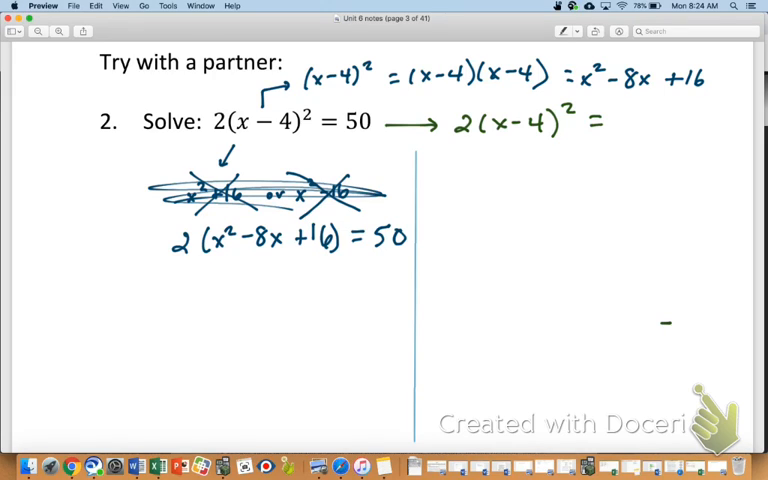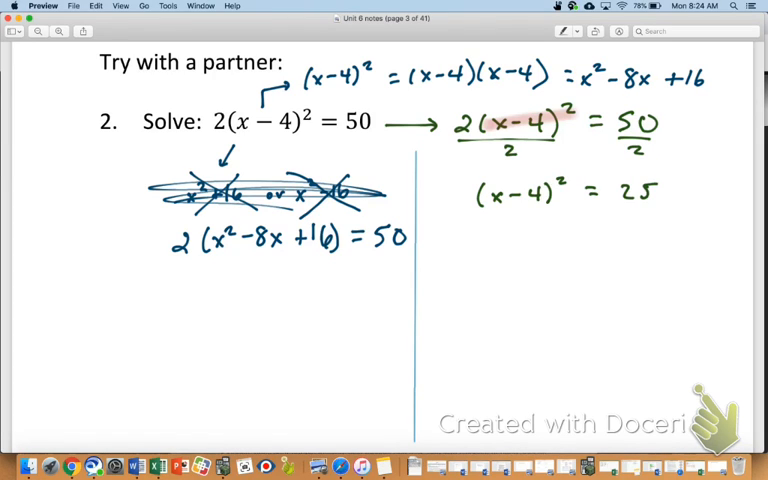Whenever you've got this scenario where you just have a single squared quantity, like x minus 4 squared, and there's no apparent b, your first step needs to be to isolate the squared quantity. Do you guys see how x minus 4 squared is the squared quantity? Is it all by itself? Is it isolated right now? It's 2 times, so how do you get rid of the times 2? You divide by 2. When you do that, you get x minus 4 squared equals 25.